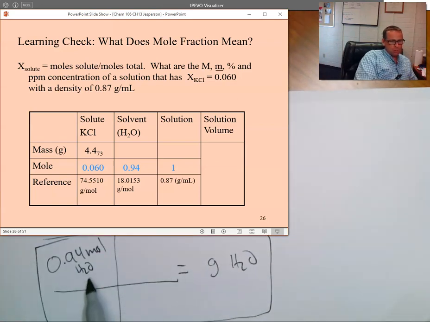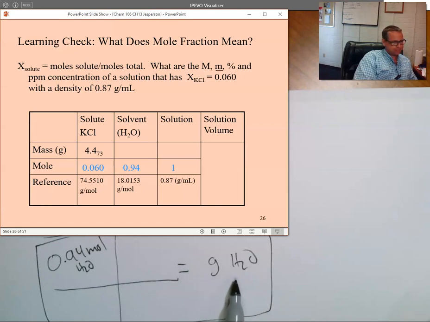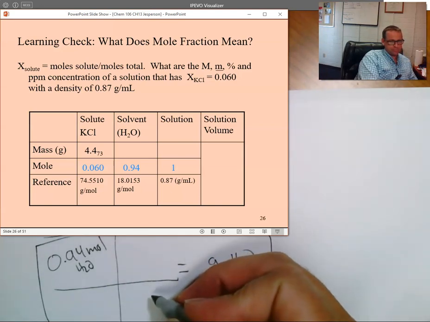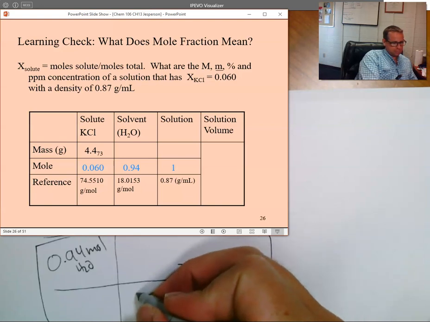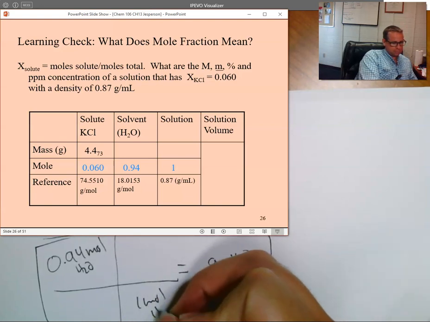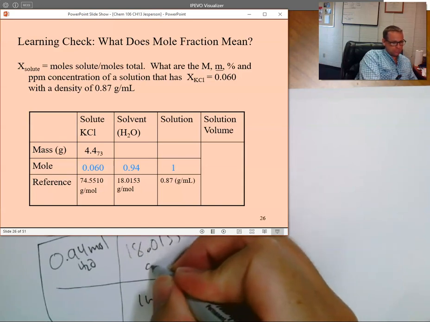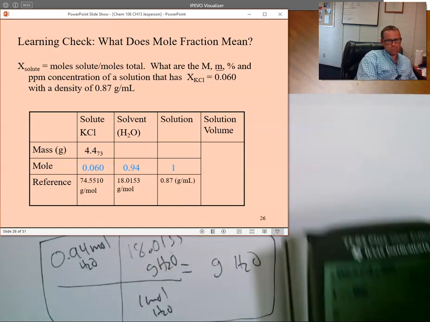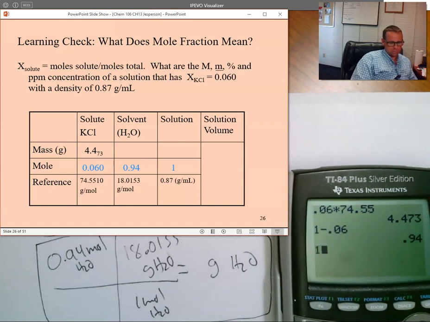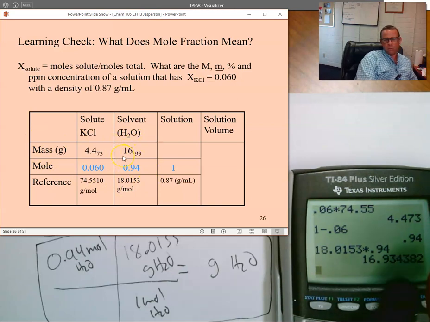So 0.94 moles, how do we get that to grams of water, Landon? What do we got to do here? We use the conversion factor. So we put 1 mole on the bottom, and on the top you're doing 1 mole of H2O, and then on the top you're doing the grams, and then you multiply 18.0153 by 0.94, and you get 16.934. All right, so that's our mass of water.